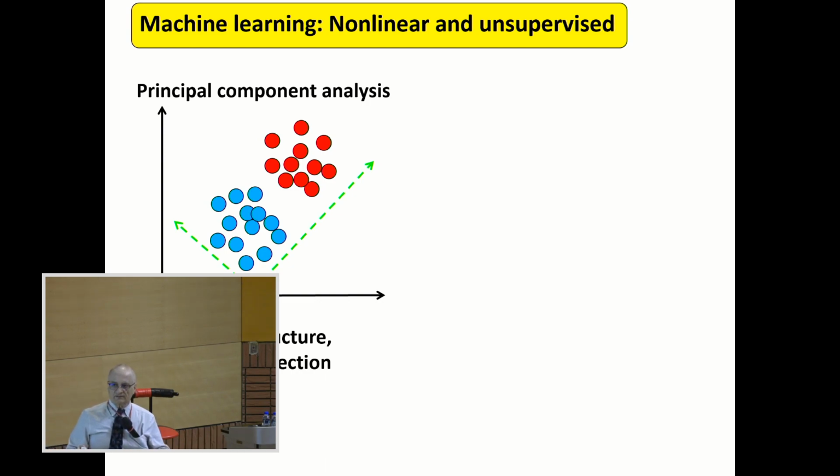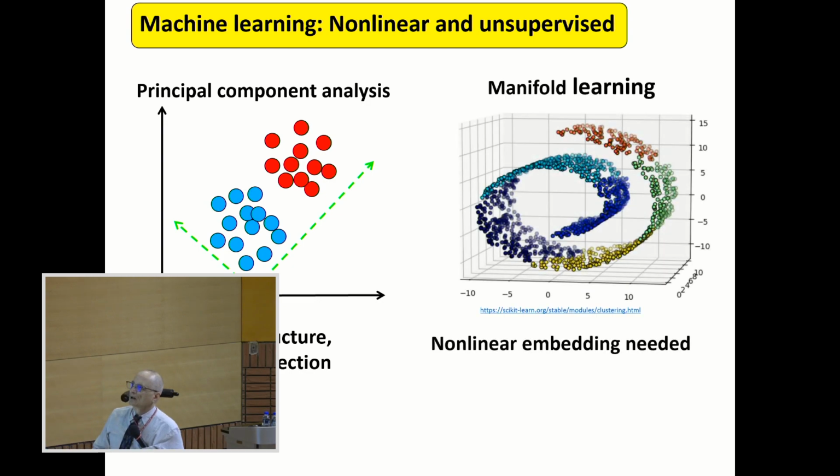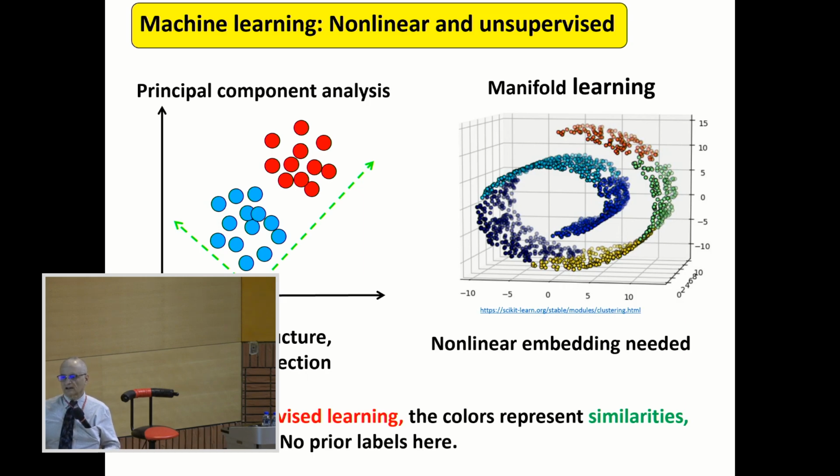Or in some cases you can do a rotation of axes, and you get something like a principal component analysis. You get the ground state and excited state in this manner. Or you need to embed it in a higher dimensional space, called manifold learning. In this case, a nonlinear embedding, you can have one cluster here, the next one here, the next one here, and these cannot be separated in lower dimensional spaces. You need to do it in higher dimensional spaces. Exactly, the colors represent similarities, not labels, because there are no prior labels if you do unsupervised learning.